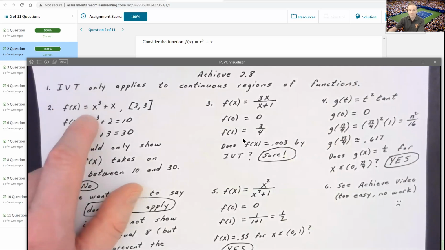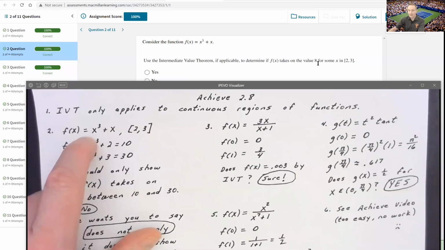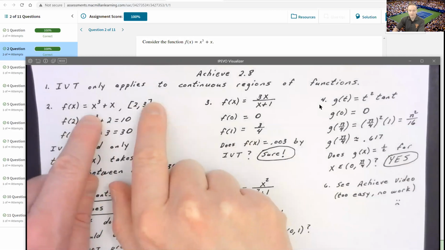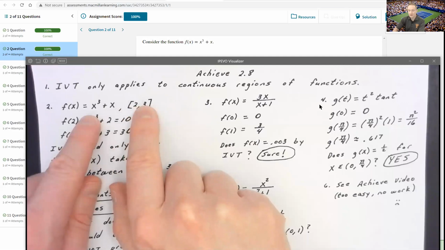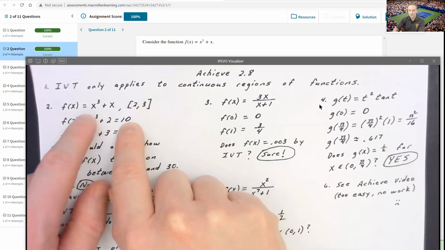For this second problem, I have a function given, f of x is equal to x cubed plus x. It's asking me if the intermediate value theorem would determine that f of x takes on a value of 8 for some x value in between 2 and 3. So when I try that, I can say, all right, if I'm looking at this from 2 to 3, the intermediate value theorem would say that the y values have to take on any y value in between f of 2 and f of 3 for some x value between 2 and 3. Okay, well, f of 2, if I plug 2 into this equation, I get a 10.